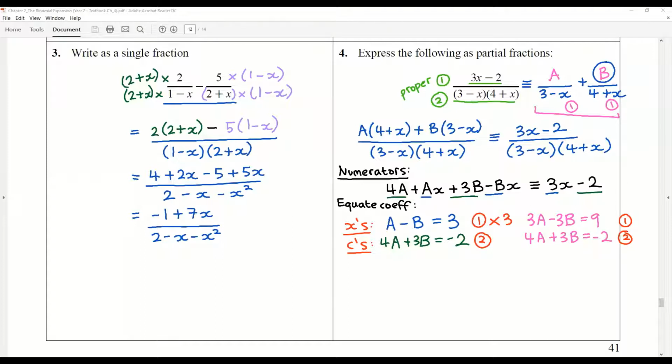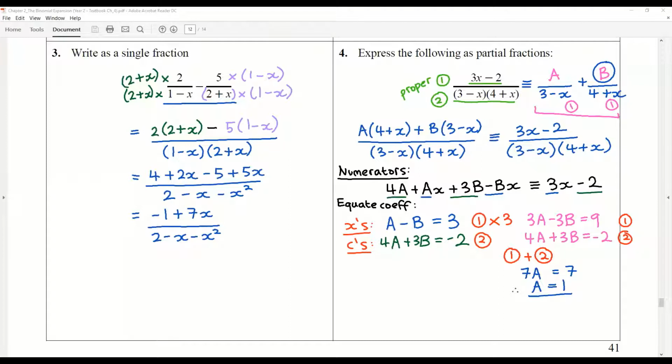And what can we do here? Well, because we've multiplied by 3, it'd be a good idea to add them together, like so. This will give us 7A. Hopefully the B's will cancel, and they do, is equal to 7. So A must equal 1. So therefore A equals 1.